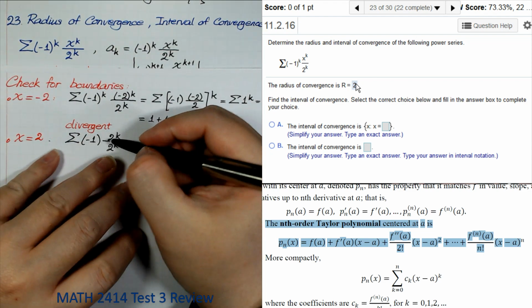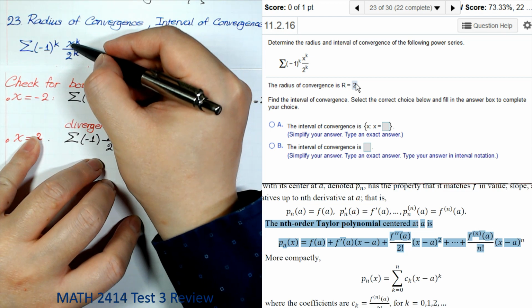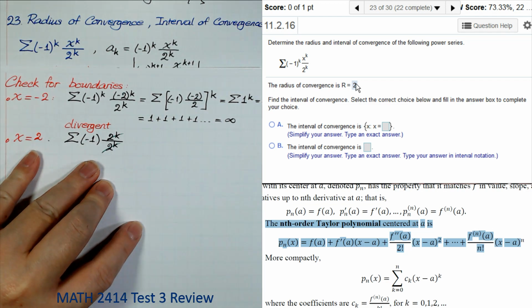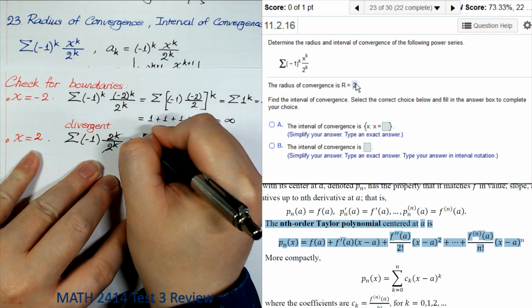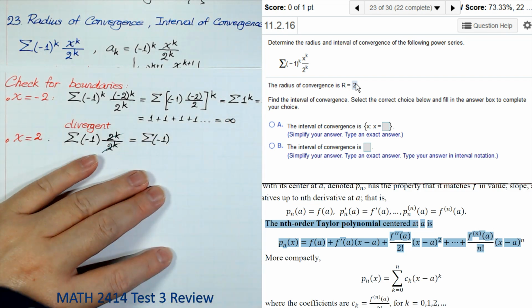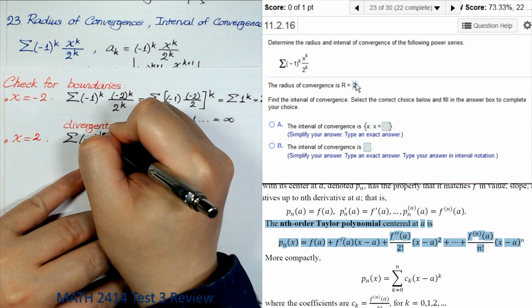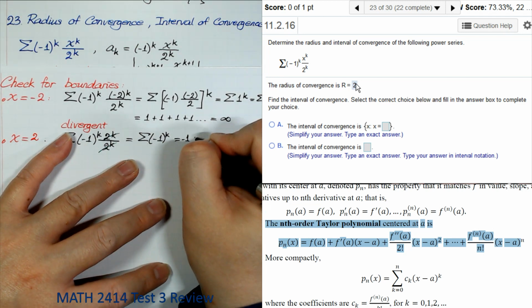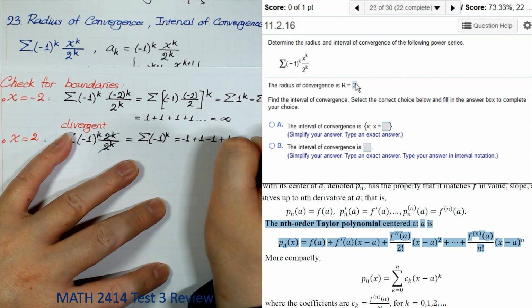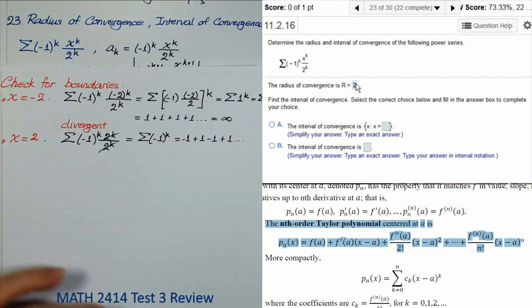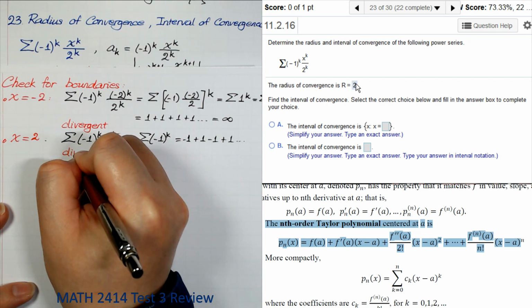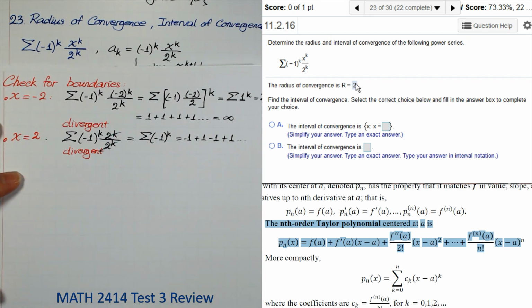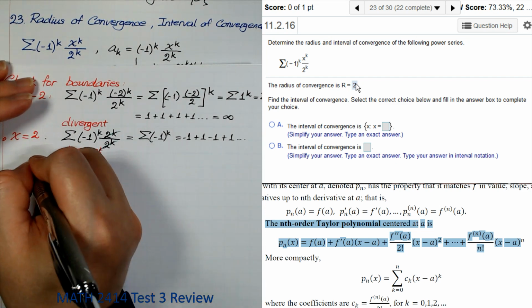I put 2 in for x, sorry, 2 for x. This one cancels out. Yeah, and we have that. So basically we just have minus 1 plus 1 minus 1 plus 1. We don't know what the end term is, so this is divergent. Or we just say this is the divergent test.